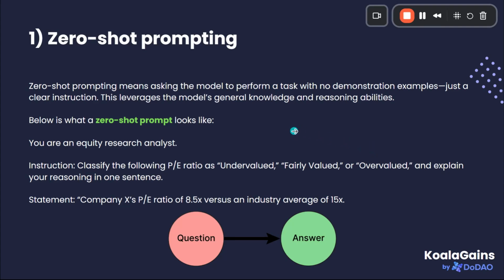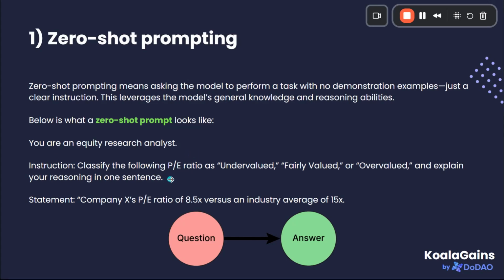Rather, you just share clear and explicit instructions of what you want and what are the things that the LLM should not do. The rule of zero-shot prompting is that your instruction should be clear. It should be explicitly mentioned what are the things that you need the LLM to do and what are the things that the LLM should not do. Let's see an example of how zero-shot prompting works.